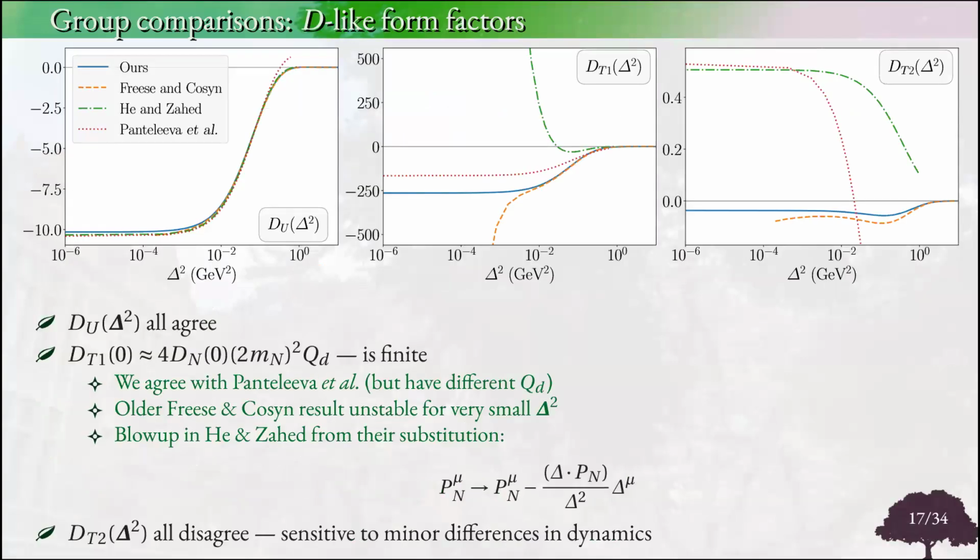Now, the D-like form factors, there's a little bit less agreement. The D_Us all agree. This is partly due to design. He and Zahed use a holographic D form factor for the nucleon, and we use the same thing to make sure.